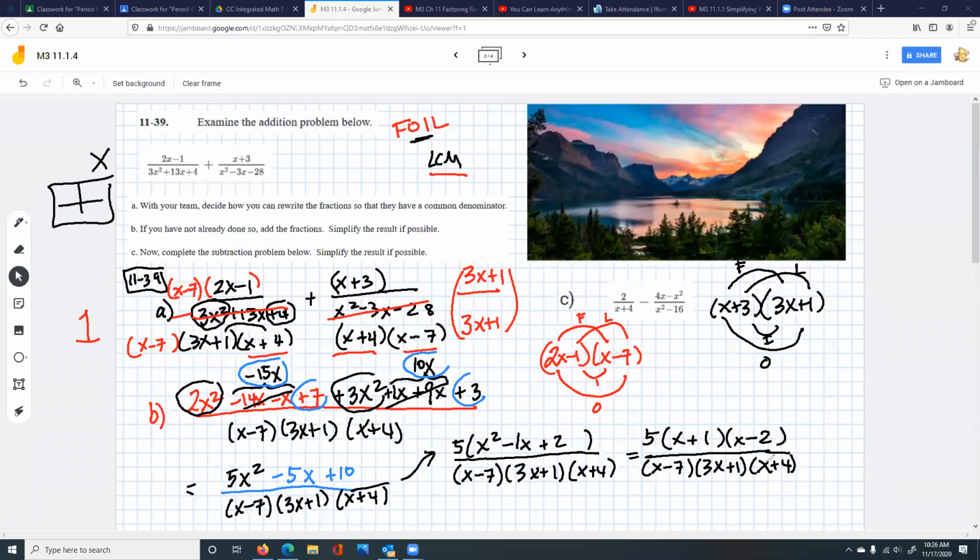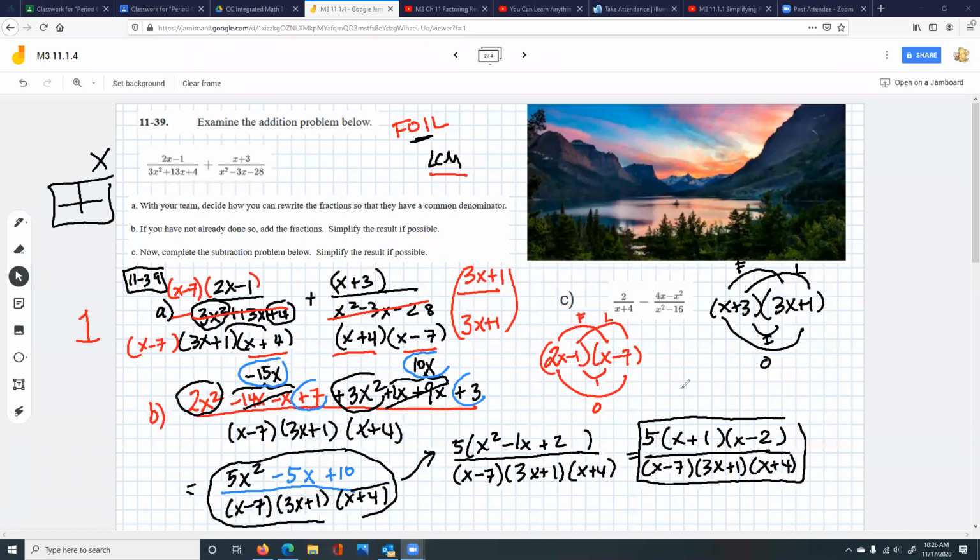Okay, and I would like something to cancel here, but unfortunately nothing came out to be the same. So this is just how we're going to leave it. Your book actually has this, they leave it like this, but how do you know that this can't be factored? You'd have to factor it first to see if it can be, and you want to do this. So either answer is okay.